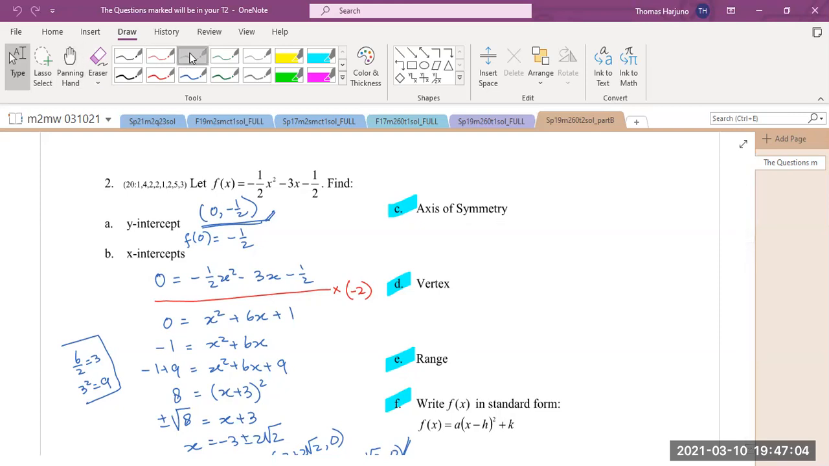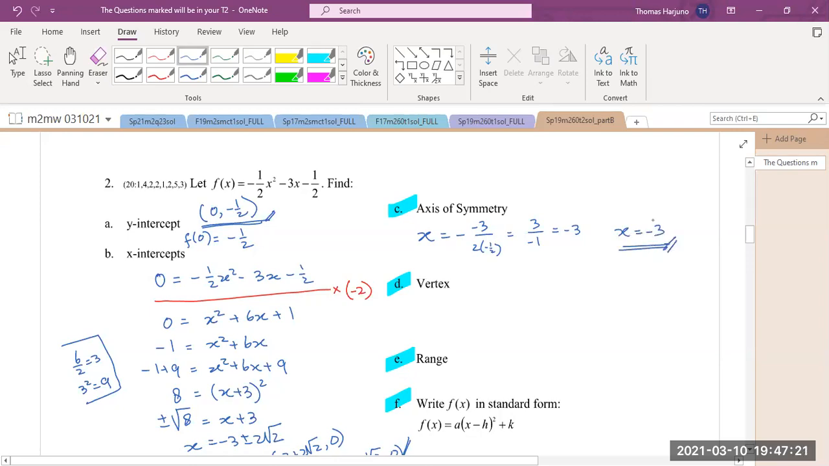Now how about the axis of symmetry here? x equals negative b over 2a. That's 3 over negative 1, which is negative 3. But emphasize that it is the equation of a vertical line. Now how about the vertex? I think negative 3 is a nice number, so let me just plug that into the function. Negative 1 half times negative 3 squared minus 3 times negative 3 minus 1 half. That's negative 9 over 2 plus 9 minus 1 half. Negative 9 half minus 1 half is negative 10 half, which is negative 5. So this equals 4. So the vertex is negative 3, comma 4.